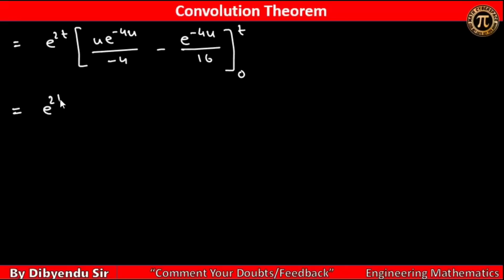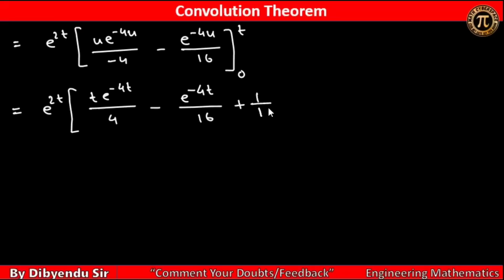So e to the power 2t, if I put the upper limit, this is t e to the power minus 4t divided by 4 minus e to the power minus 4t divided by 16. This is upper limit minus lower limit. If you put u equal to 0, this part is 0. So minus minus plus, plus e to the power 0 means 1, so you are getting 1 by 16.